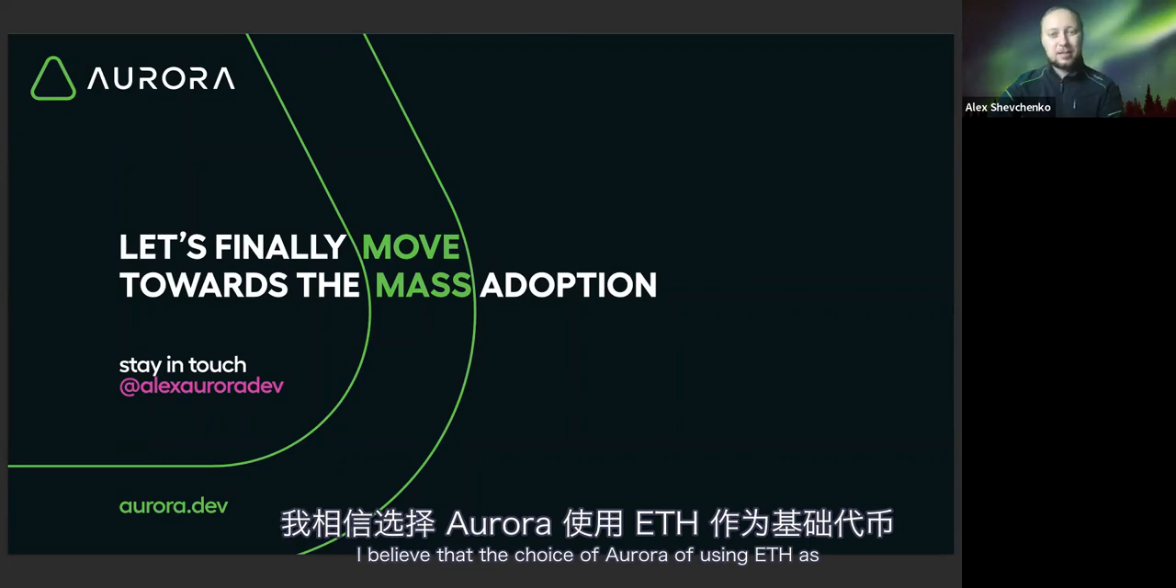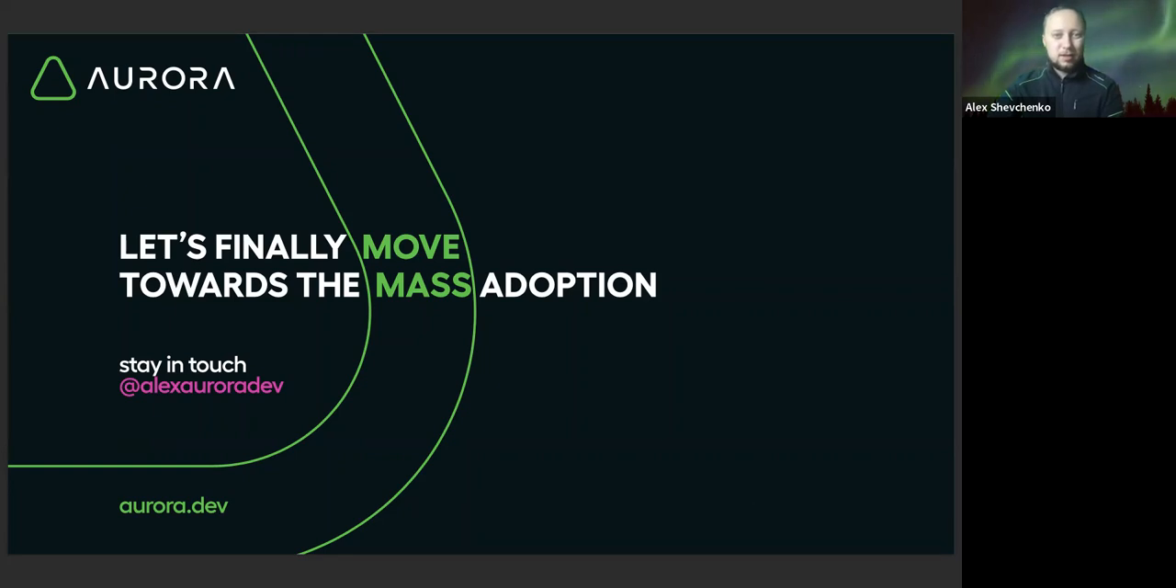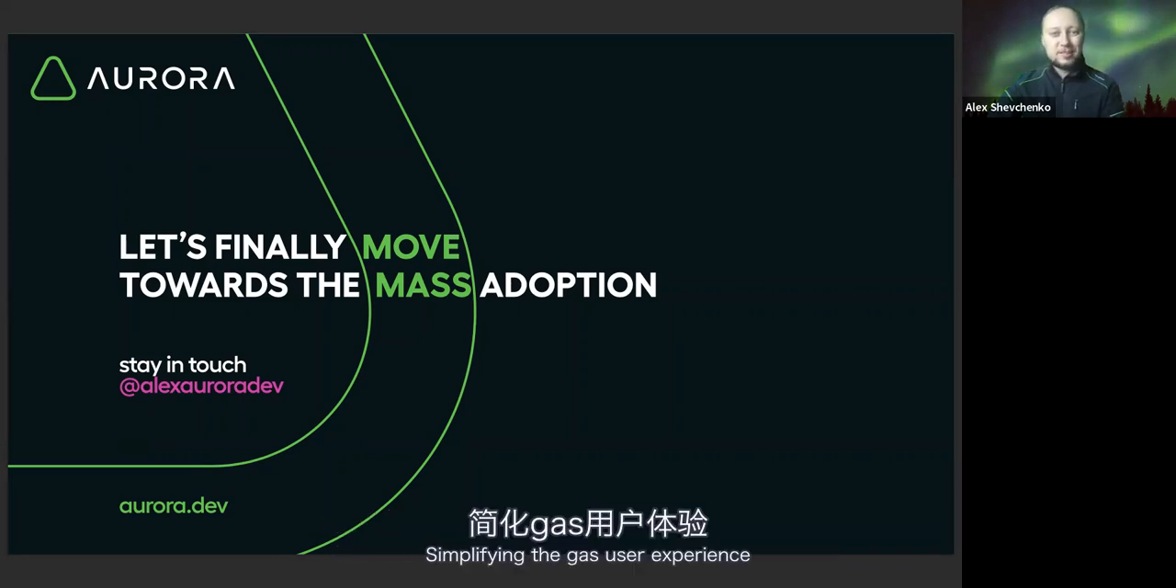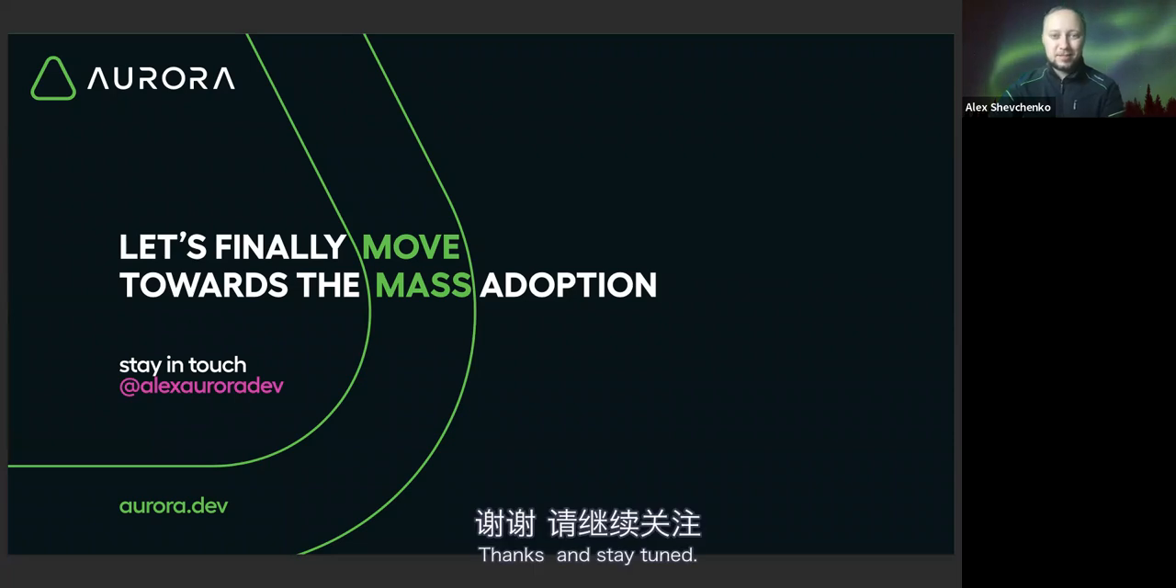I believe that the choice of Aurora to use ETH as a base token is very important for mass adoption. And I invite everybody to move towards this mass adoption, simplifying the gas user experience and onboarding the billion users to the blockchain. Thanks and stay tuned.